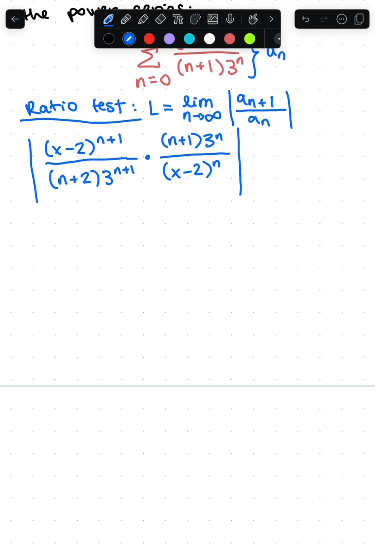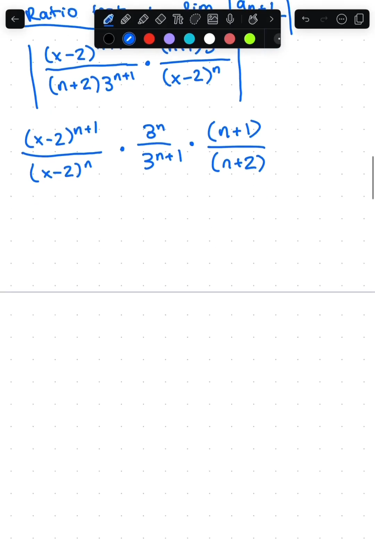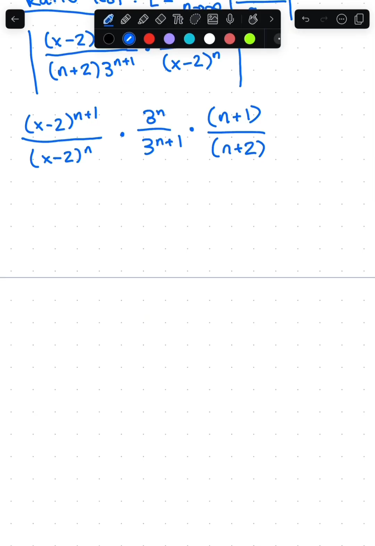So to simplify it, I'm just going to group together the like terms. The first grouping of the like terms is the x minus 2 to the nth power terms. So we can group it together like that. The next group of terms is the 3 to the power of n terms. And lastly, now we just have these n plus 1 over n plus 2 terms. We can write like that. Now this is a lot easier to simplify.